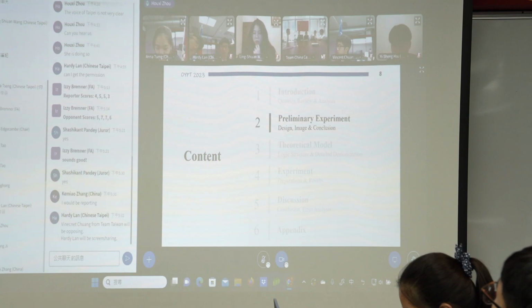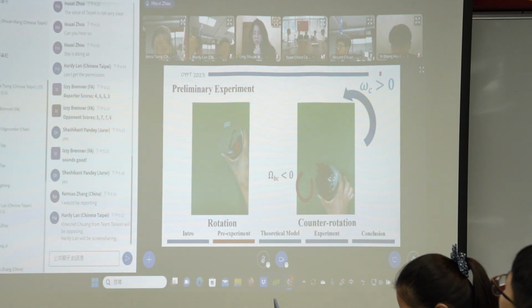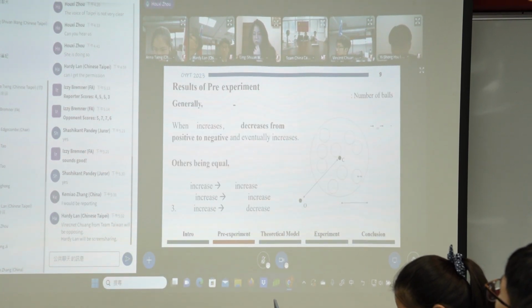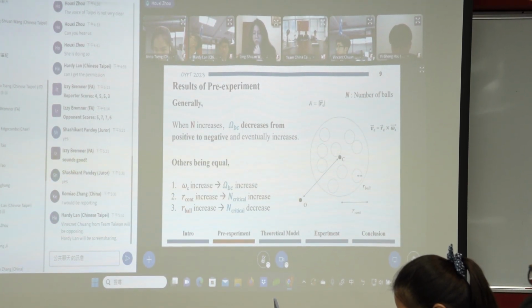Next is our preliminary experiment. Here are two videos showing different rotation directions observed in our preliminary experiment. Here are some of our findings.